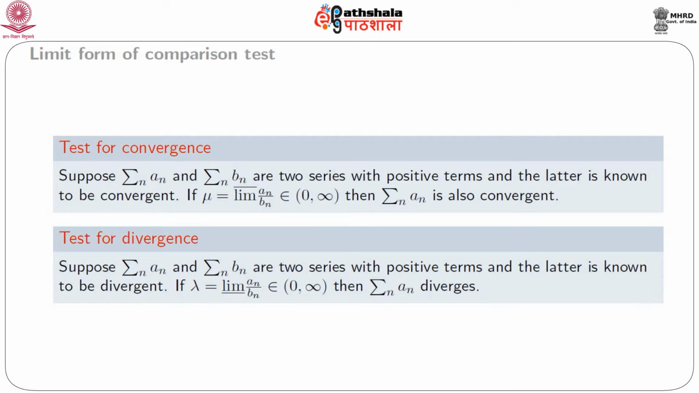Next, we shall discuss the test for divergence. Suppose summation an and summation bn are two series with positive terms and the latter is known to be divergent. If lambda equal to limit inferior of an by bn is positive and finite, then summation an diverges.